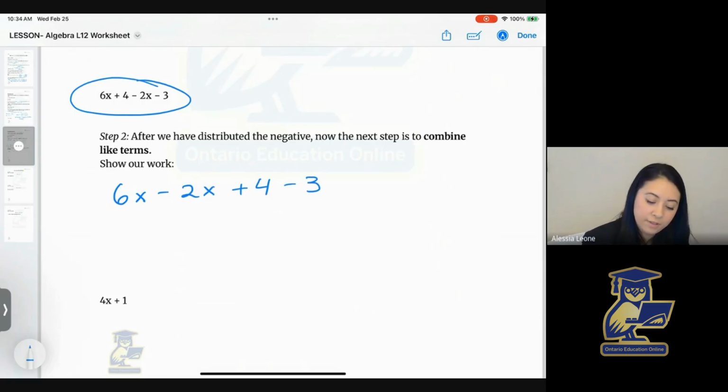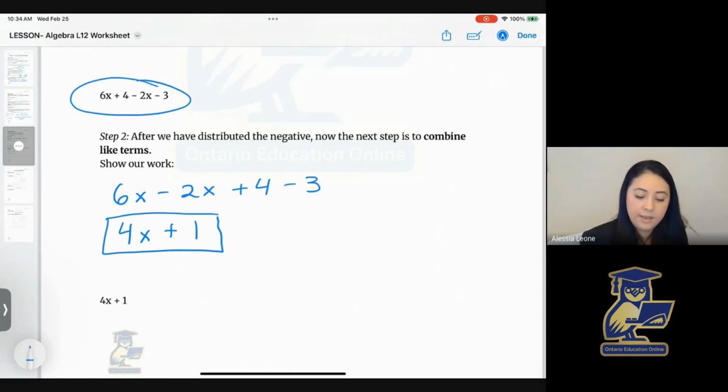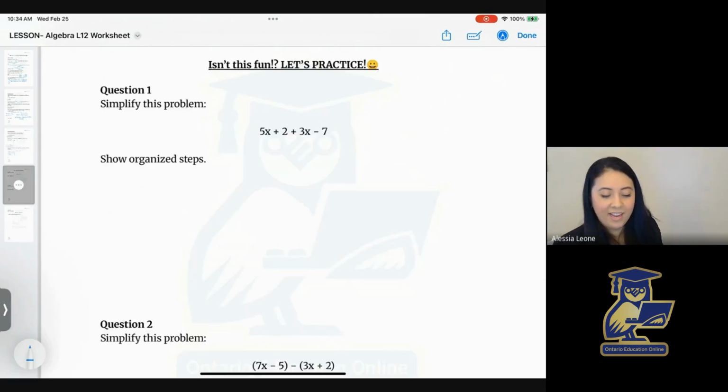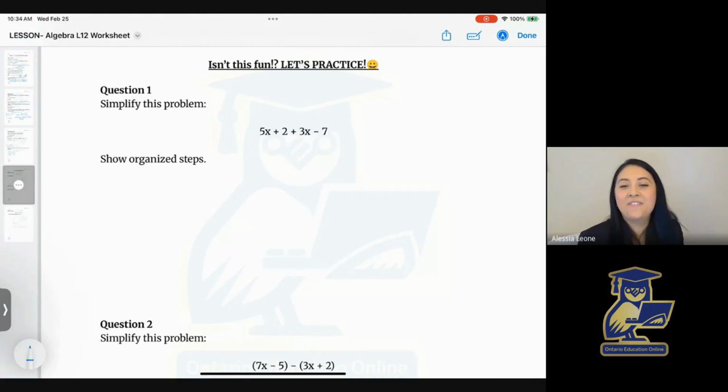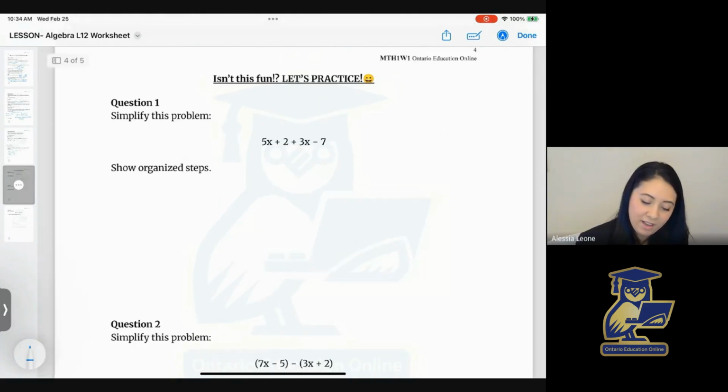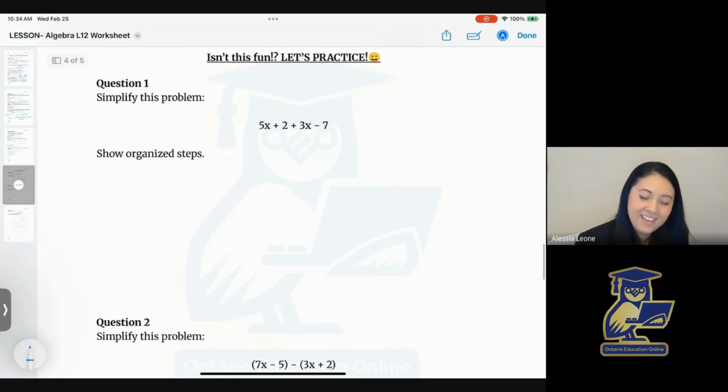We can solve this by simply following the operations. 6 take away 2 is 4. Keep our x. And then 4 take away 3 is 1. So our answer is 4x plus 1. And then I have a note here. I said, isn't this fun? We love organizing. So let's practice.